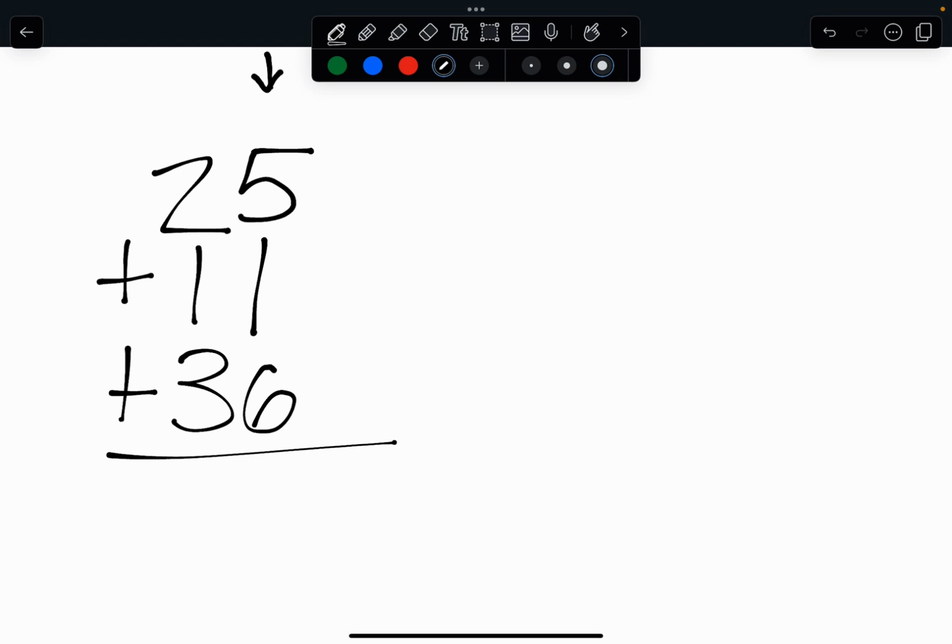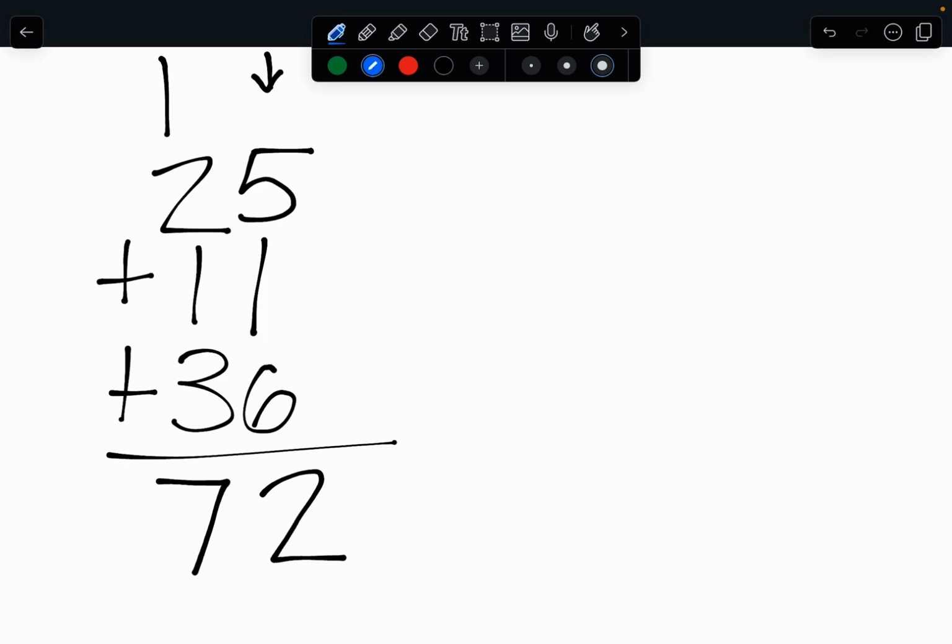I have 5 plus 1 plus 6. We know 5 plus 1 is 6, and 6 plus 6 is 12. Bring my 1 over. I have 1 plus 2 plus 1 plus 3. So we know that 1 plus 2 is 3, plus 1 is 4, plus 3 is 7. So your answer is 72.